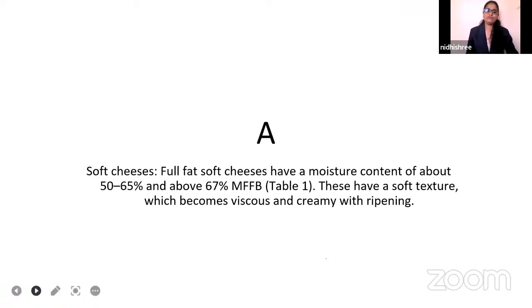Soft cheeses, full fat soft cheeses, have a moisture content of about 50 to 65% and above 67% also. That is why, if 75 is given, it is above 67. It is the right answer.